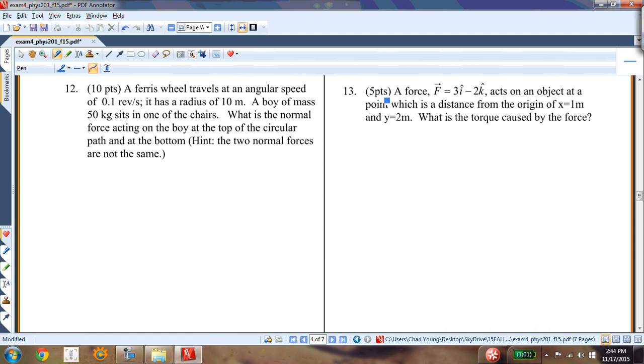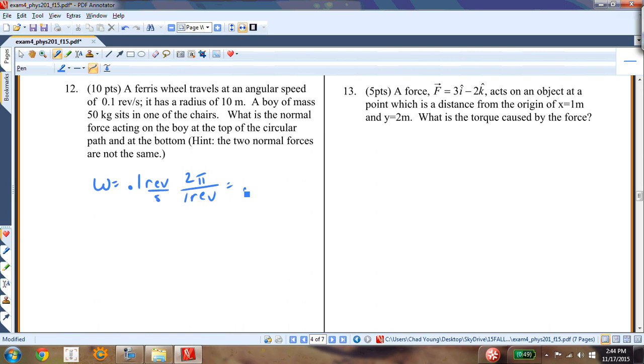Okay, a Ferris wheel travels at an angular speed of 0.1 revolutions per second, has a radius of 10 meters. A boy of 50 kilograms sits on one of the chairs. What is the normal force? The first thing we need to do is convert this omega, which is 0.1 revolutions per second, into radians per second. 1 revolution is 2 pi radians.